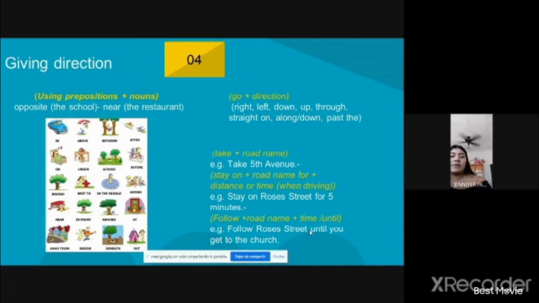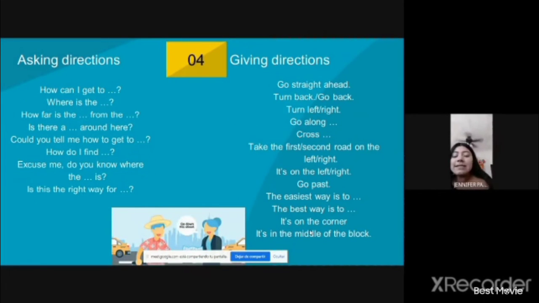Then we have the last formula. Of course, there's a lot of them, but this is the basic one. So follow plus road name plus time, and you can use it with until also. Example, follow Rosa Street until you get to the church. Next one, please.